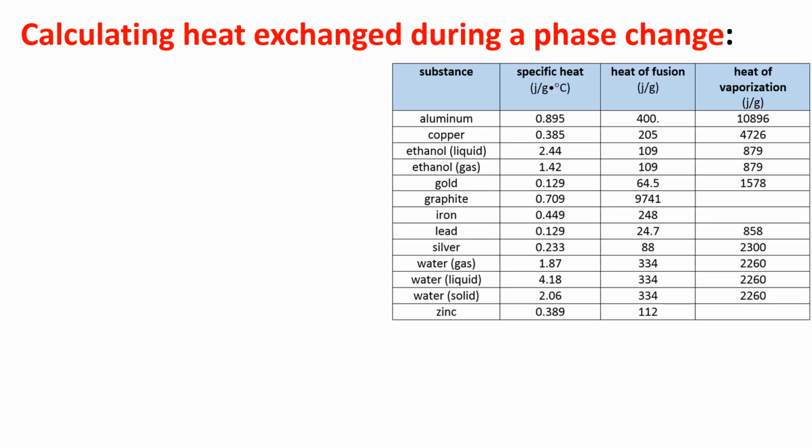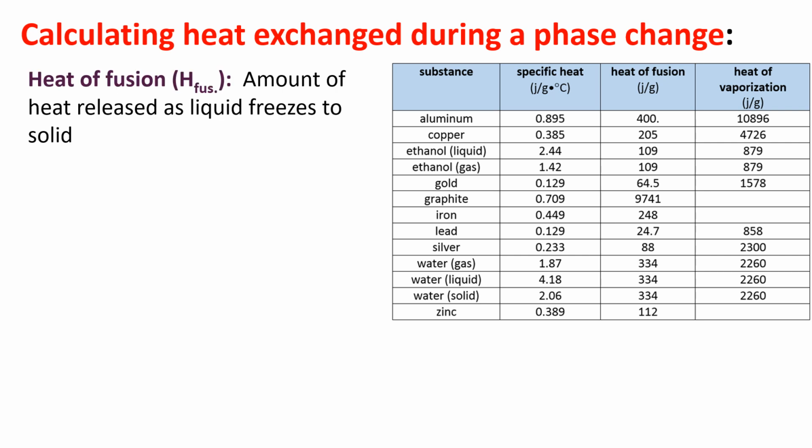So when it comes to calculating how much heat in joules is absorbed or released during a phase change, we're going to take advantage of two more numbers that we're going to be adding to our table along with specific heat. We've got heat of fusion, so in this middle column here, measured in joules per gram. It is the amount of heat released as a liquid freezes to a solid, or the heat absorbed as a solid melts into a liquid. Same amount of heat, one is released and one is absorbed.